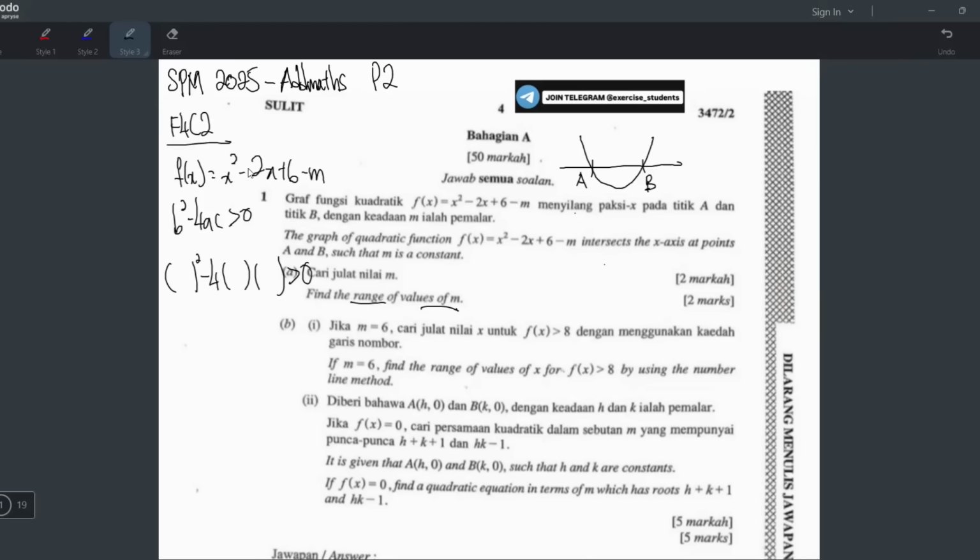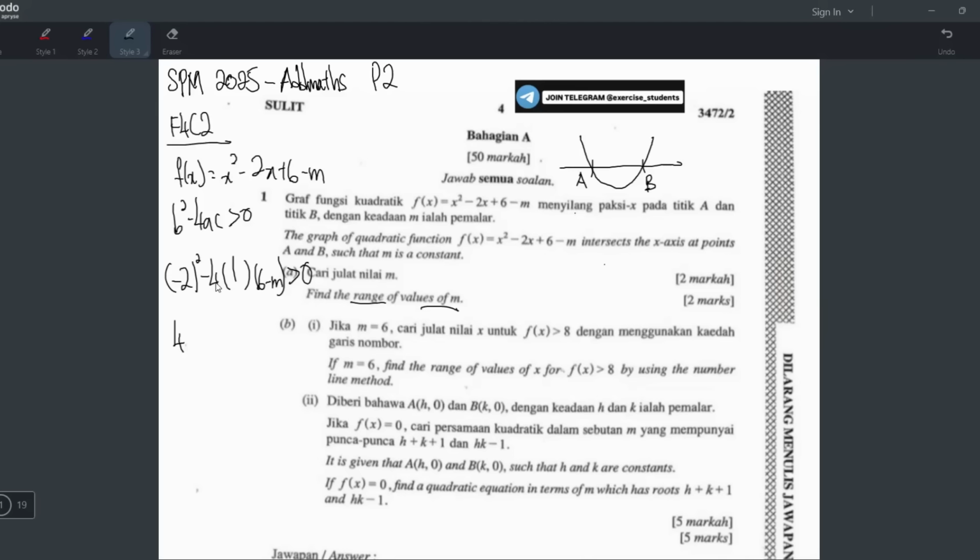Now let's put in the b. According to the function here, b is -2, a is just 1, and c is 6 minus m lah. Of course, if your function is not in general form, then you have to arrange to general form first, but this one is already general form. That's why I can straight away go into the formula. -2 squared is positive 4.